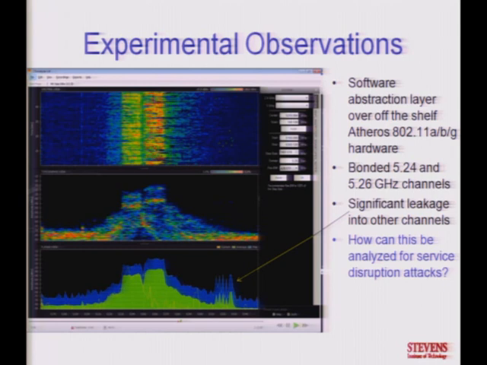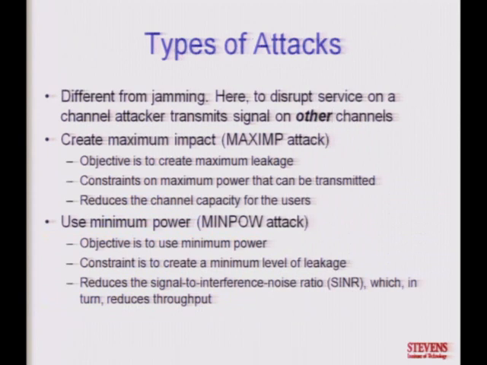And this is the question, can this be analyzed for service disruption attacks? This is different from jamming in the sense that for jamming, let's say I want to attack somebody who's on frequency F1, I have to transmit on F1. But here, because of the leakage, I can transmit on F2, and the leakage can cause service disruption on F1. So it's sort of a little more dangerous than jamming, because you sense a channel, you think there is nobody, and you start using it, and somebody transmitting elsewhere can affect this.